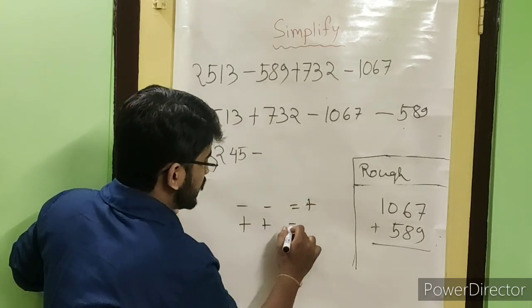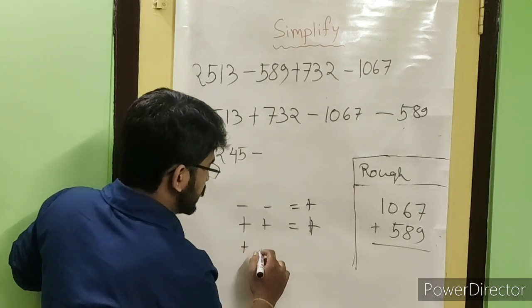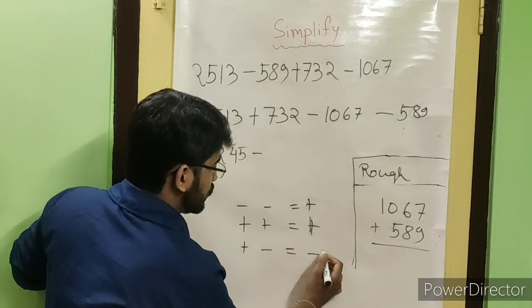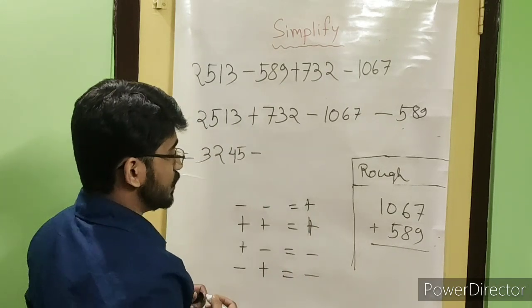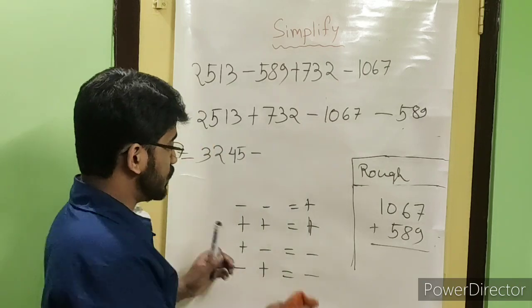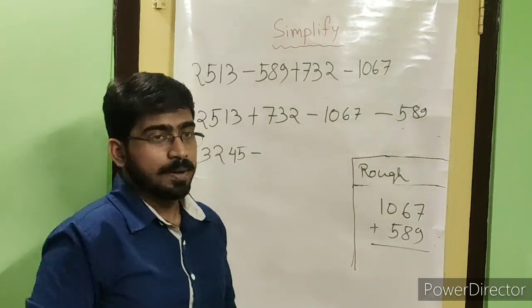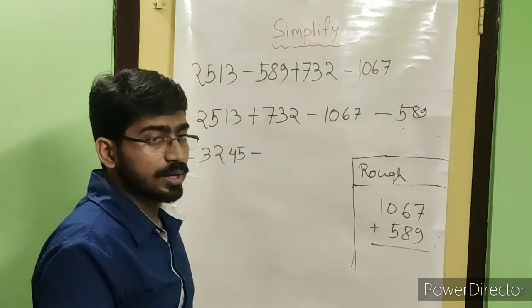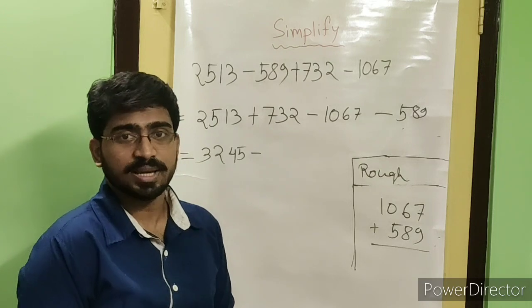When 2 plus is there, it will be plus again. When 1 plus and again minus is there, it will be minus, and 1 minus and plus is there, it will be minus. So don't go with these things, and don't follow this one, because if we follow this one, it may cause some mistakes.